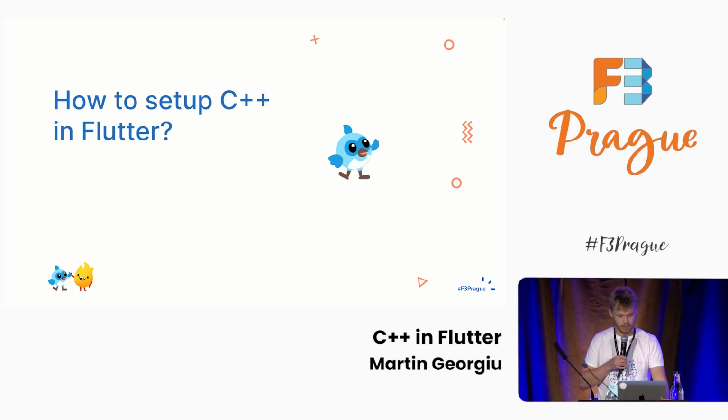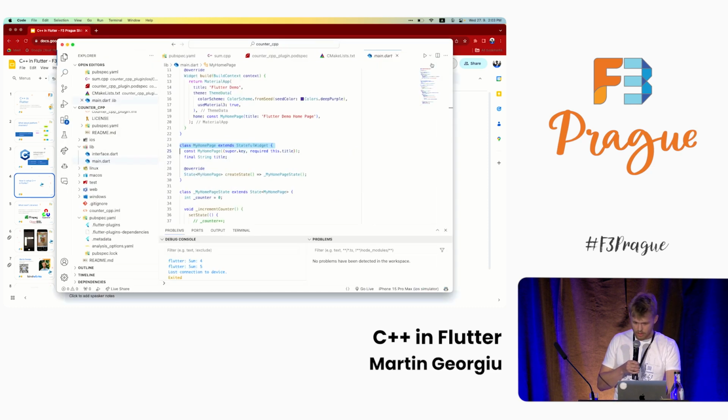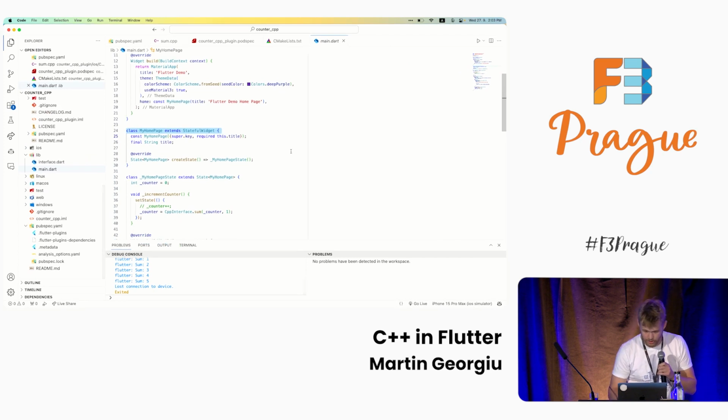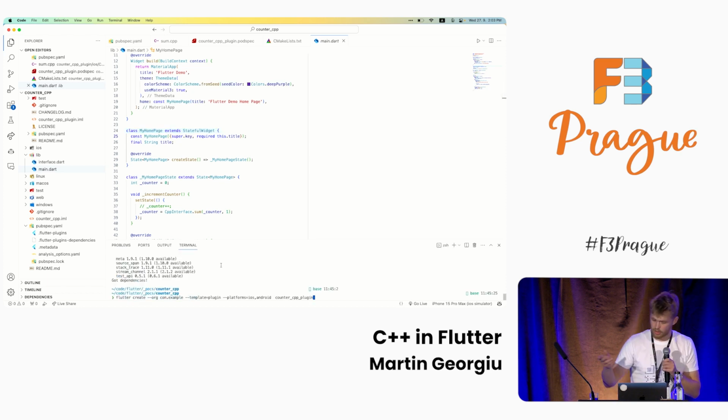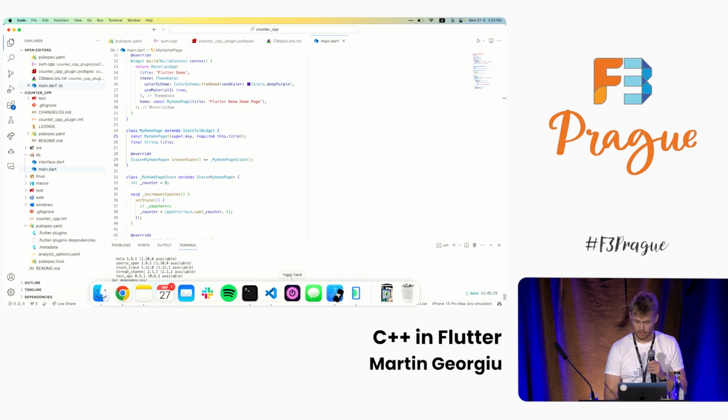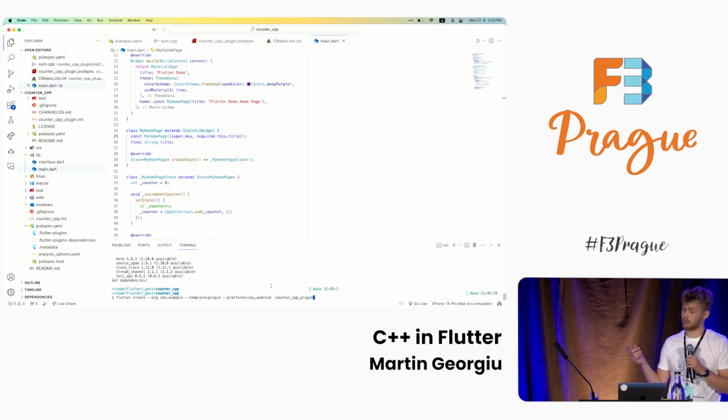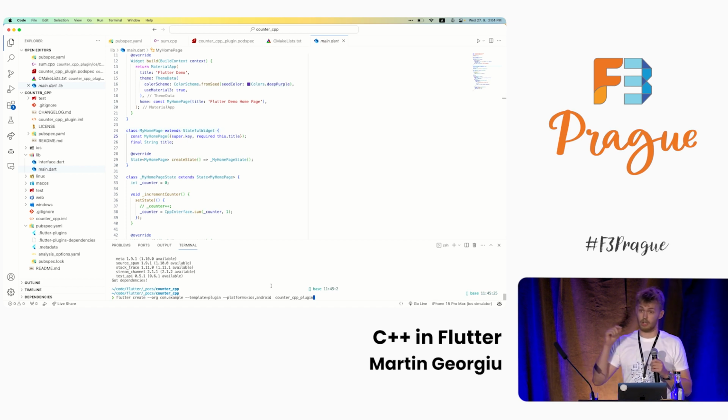I prepared it in advance. It's basically only the basic counter app which you get when you create a Flutter app, and then I created a plugin using this simple command, in the root of the application. So there is a counter C++ plugin. I'm targeting the iOS and Android platforms. This would work for other platforms as well, but with C++ we only tested Android and iOS.